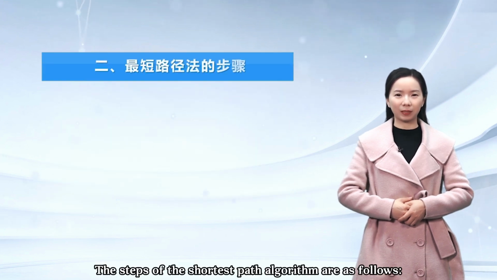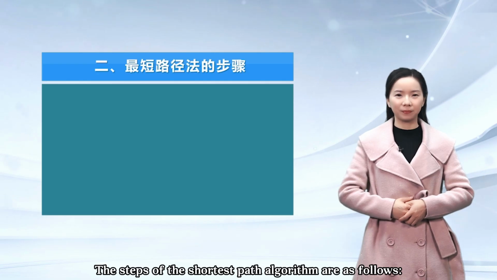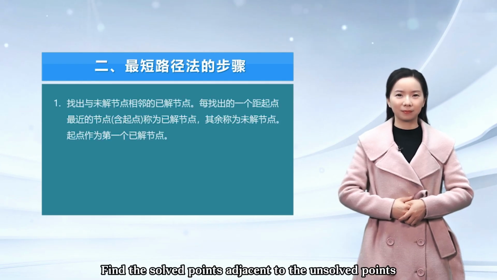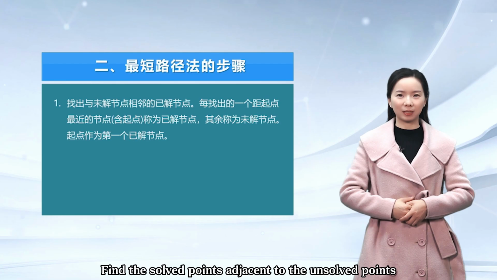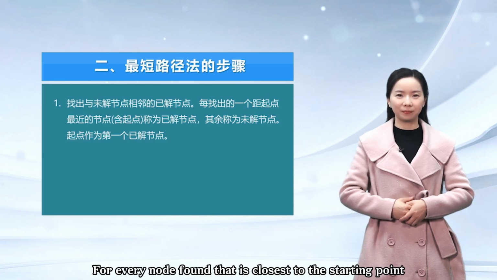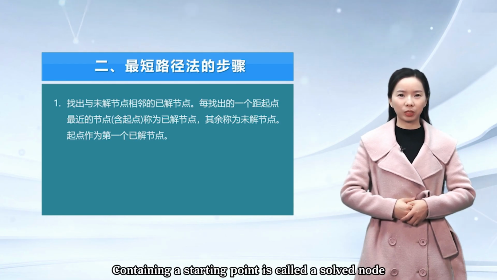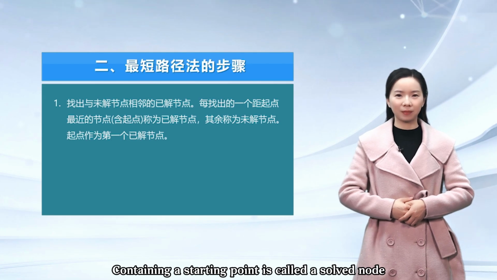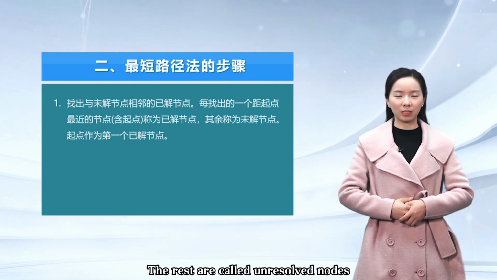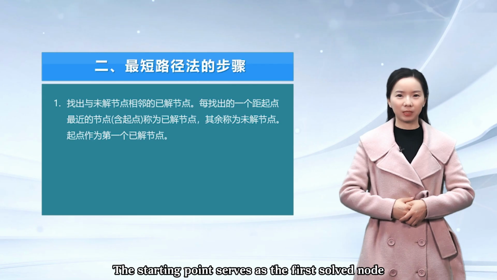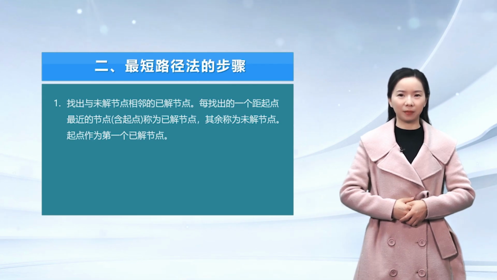The steps of the shortest path algorithm are as follows. 1. Find the solved points adjacent to the unsolved points. Every node found that is closest to the starting point, including the starting point, is called a solved node. The rest are called unsolved nodes. The starting point serves as the first solved node.